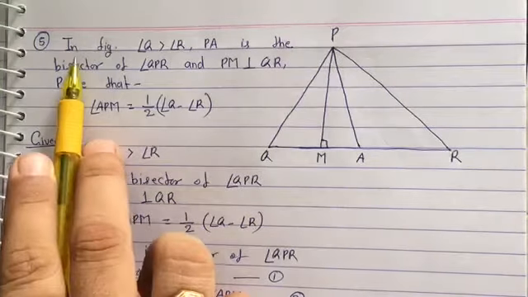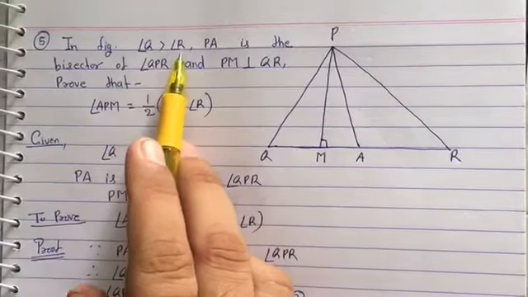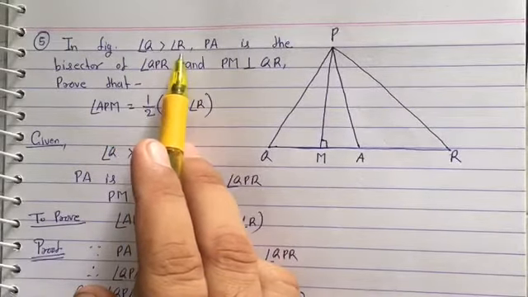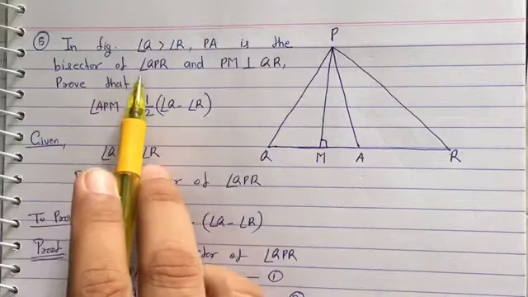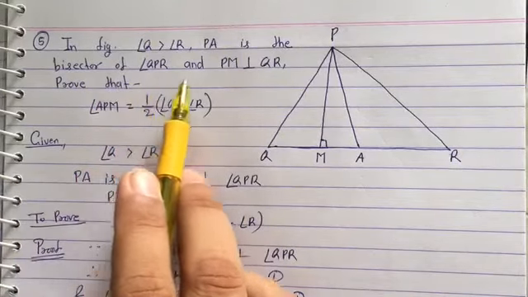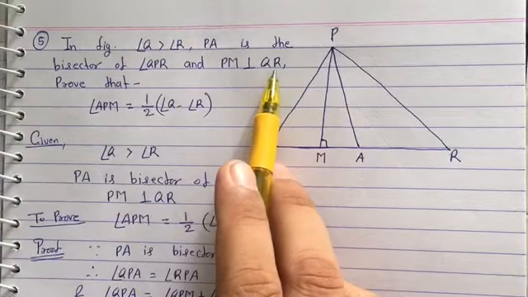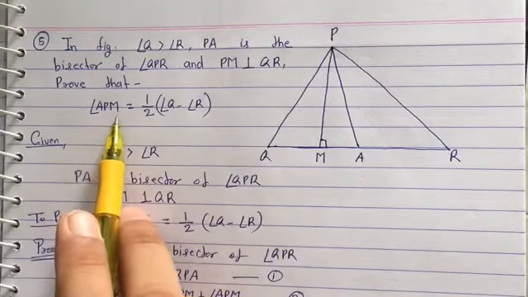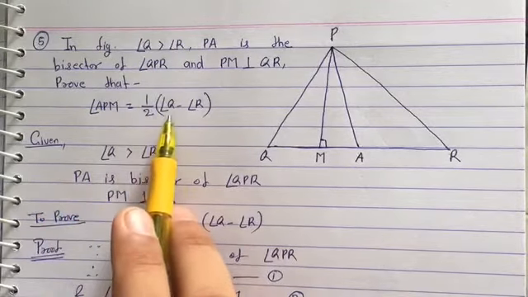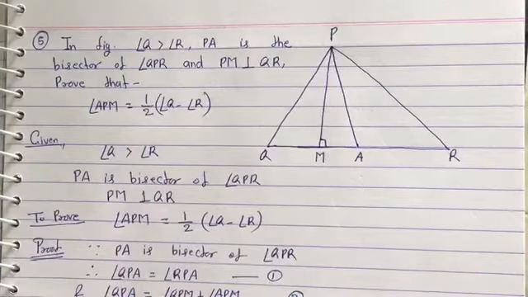What is the question? In the figure, angle Q is greater than angle R. PA is the bisector of angle QPR and PM is perpendicular to QR. Then prove that angle APM is equal to half of (angle Q minus angle R). Okay.